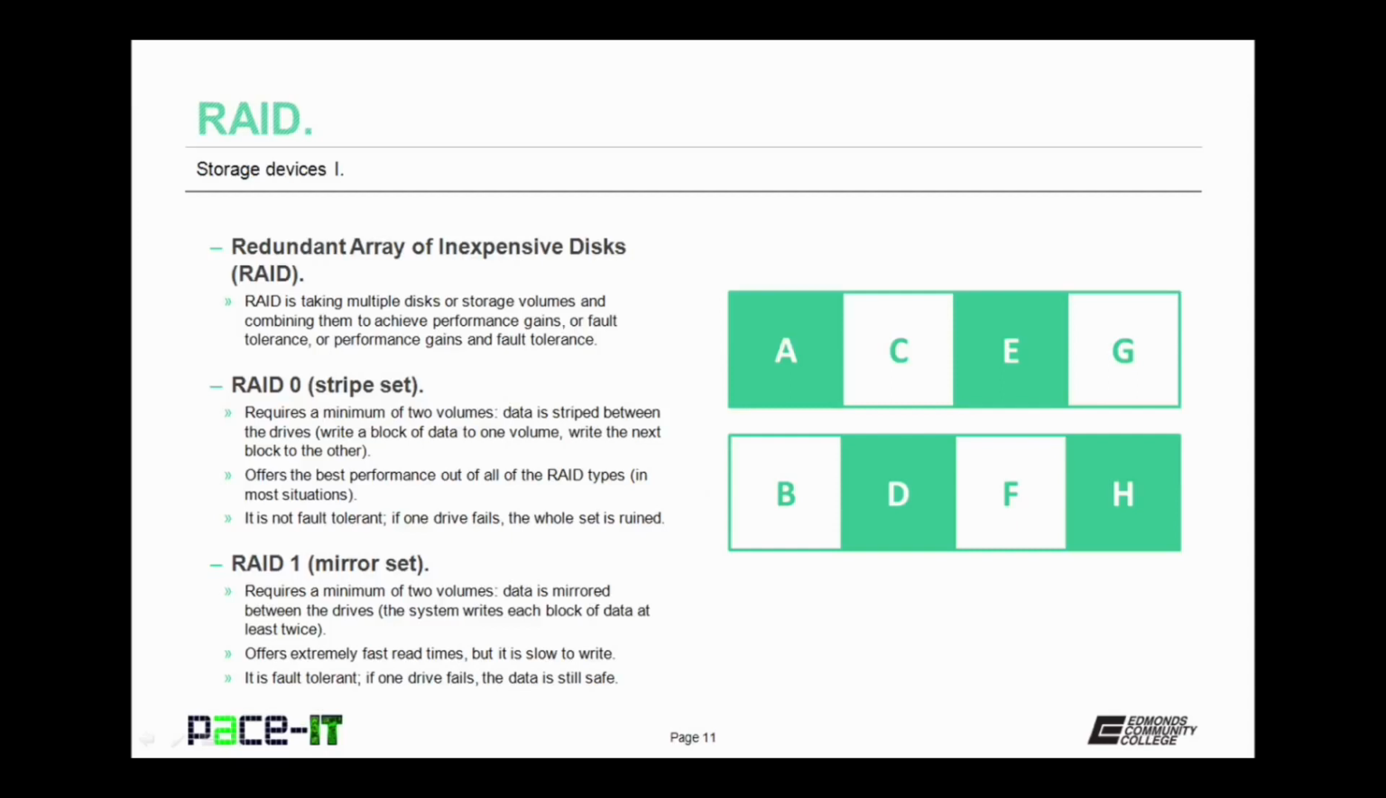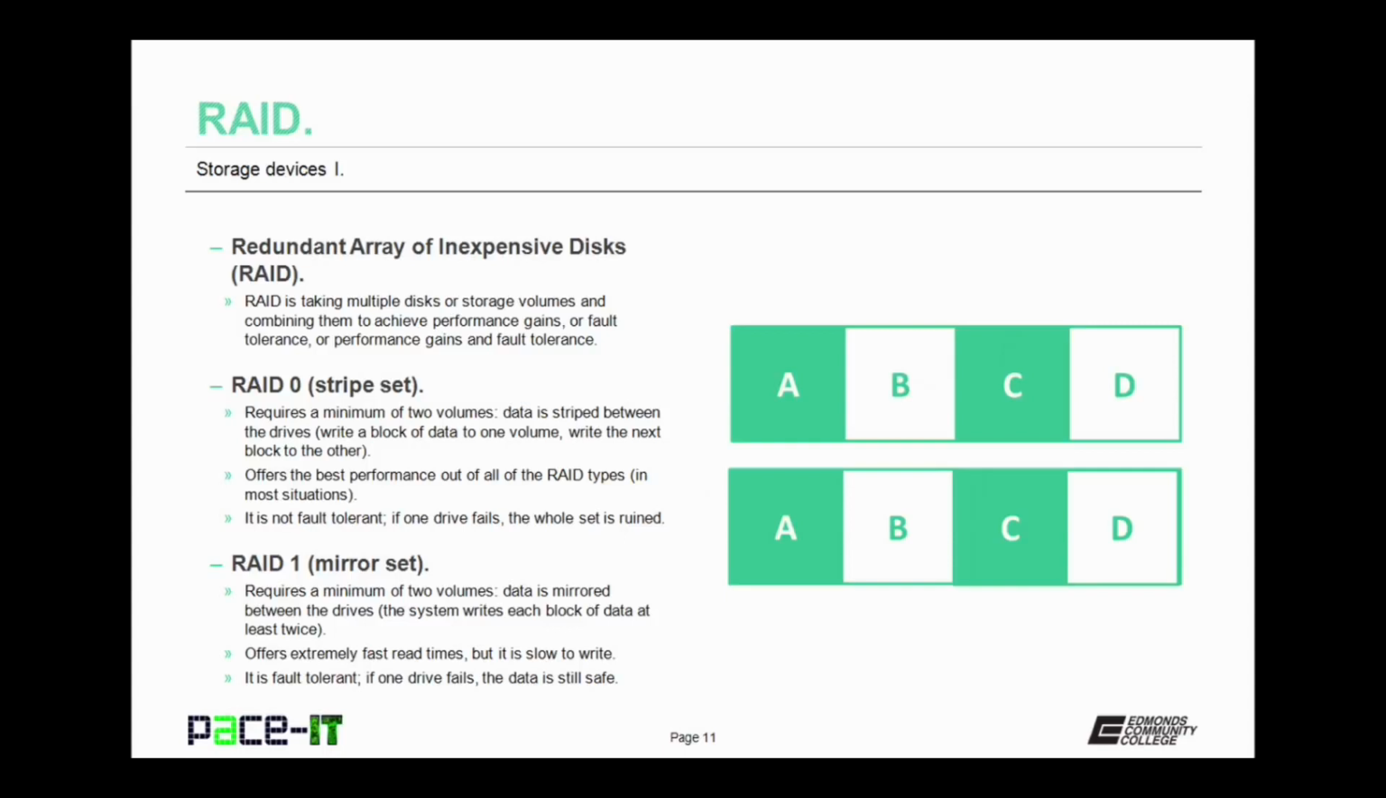The first RAID that we're going to talk about is RAID 0, also known as a stripe set. Now, this requires a minimum of 2 volumes. Data is striped between the drives. Write a block of data to one volume, then write the next block of data to the other volume. Now, RAID 0 offers the best performance out of all of the RAID types in most situations, but it is not fault tolerant. And what that means is that if one drive fails, the whole stripe set is ruined.